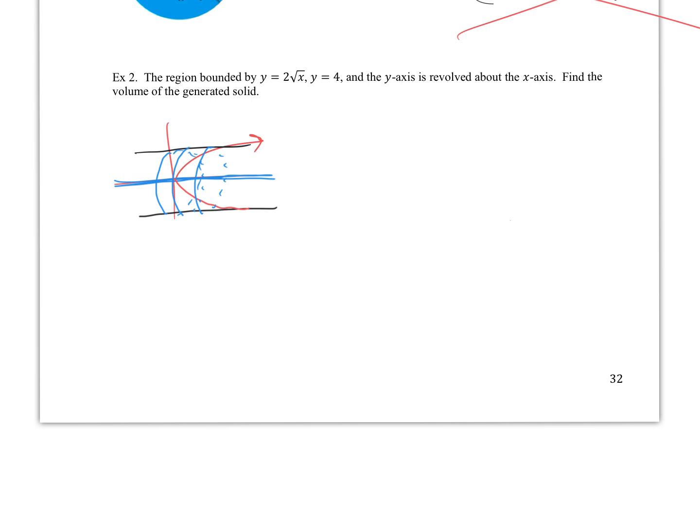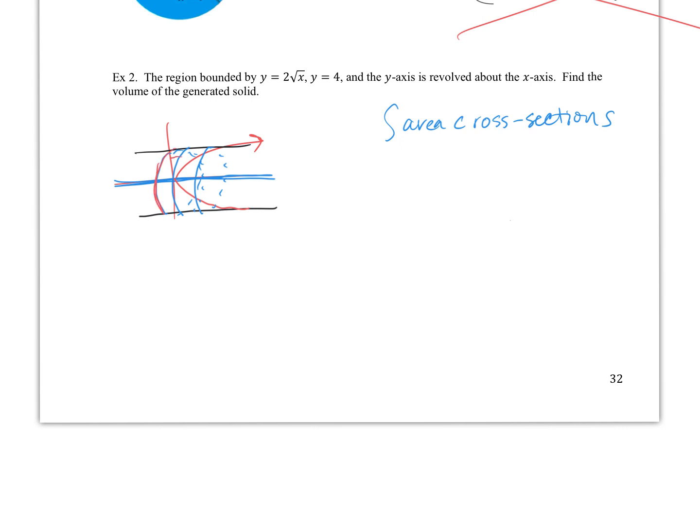But how am I going to do that? First of all, if we're revolving, what shape are my cross sections? Circles. So I have to do the area of the cross sections, and those are going to be circles. Area of the cross sections. Do you agree?